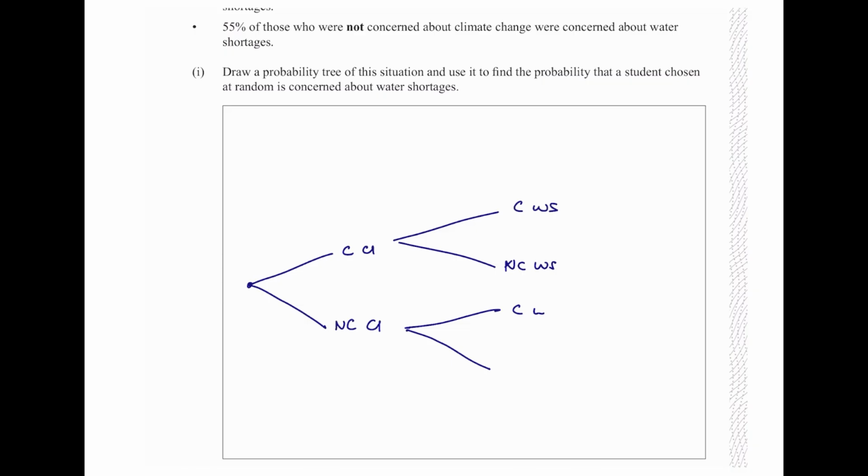So concerned about water shortages or not concerned about water shortages. Okay, so just think of it like this. Our first section is about climate change. So level 1 is about climate change. And our second level is about water shortages. All right.